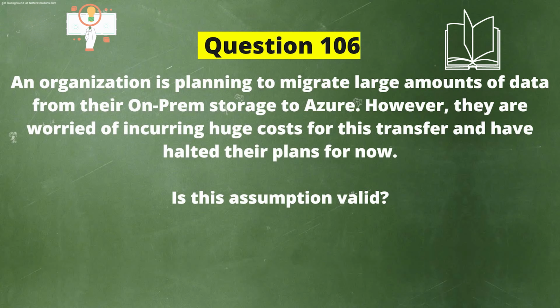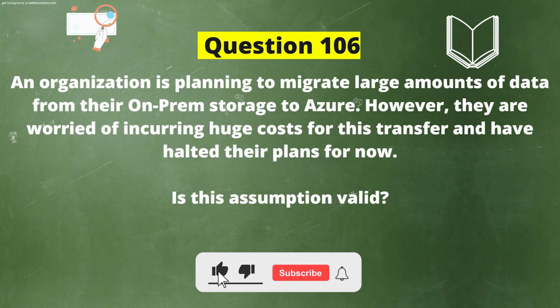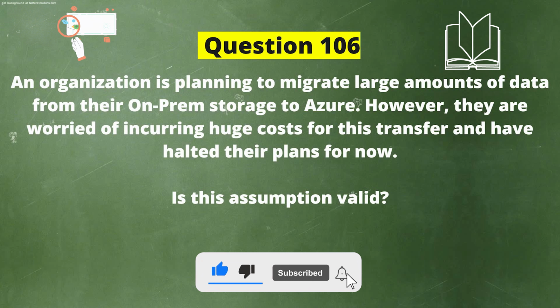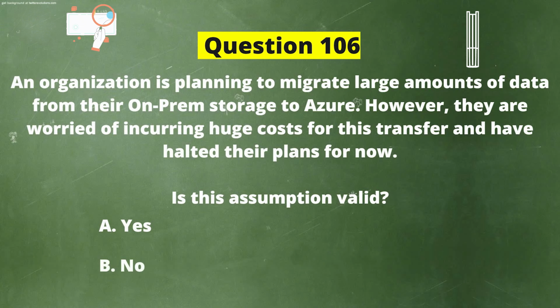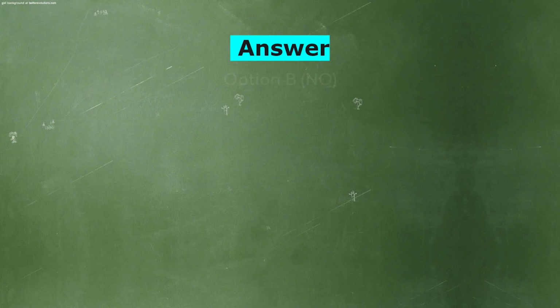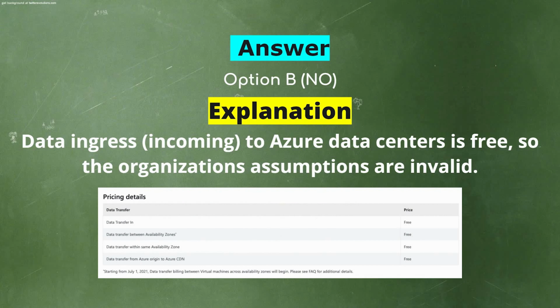Next question. An organization is planning to migrate large amounts of data from their on-prem storage to Azure. However, they are worried of incurring huge costs for this transfer and have halted their plans for now. Is this assumption valid? Option A, yes. Option B, no. And the correct answer is option B, no. Explanation. Data ingress, incoming to Azure data centers, is free. So, the organization's assumption is invalid.